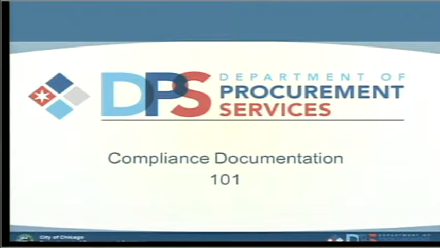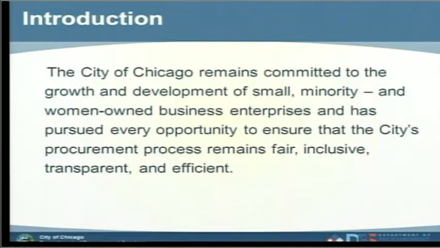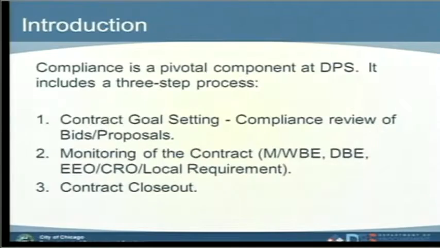The City of Chicago remains committed to the growth and development of small, minority, and disadvantaged-owned business enterprises, and has pursued every opportunity to ensure that the city's procurement process remains fair, inclusive, transparent, and efficient through all of its processes. Compliance is a pivotal component at the Department of Procurement Services. It includes three main steps.